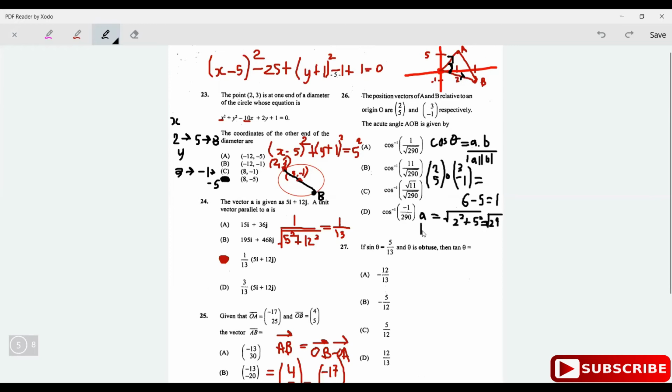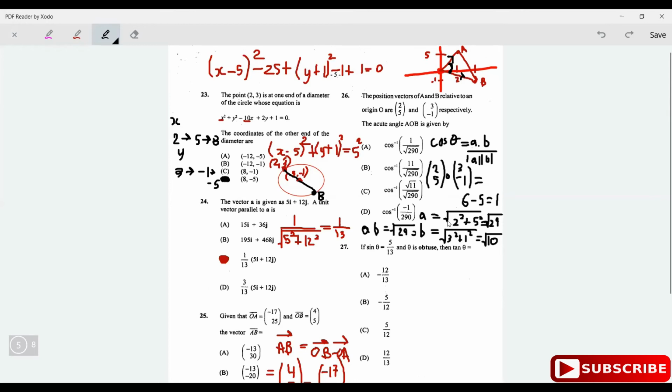Next thing we need is B. B is the square root of 3 squared plus 1 squared. 3 squared is 9, plus 1 is 10, so the square root of 10. And that means A times B, if you were to multiply them, would give you the square root of 290.